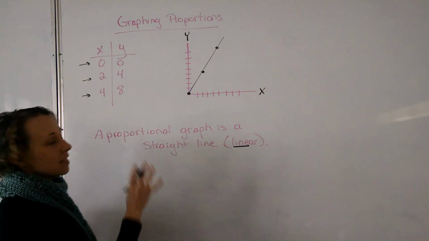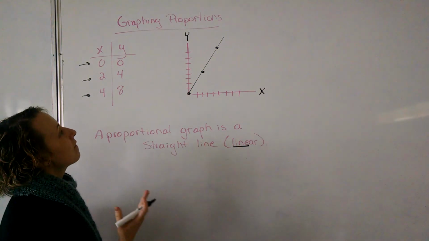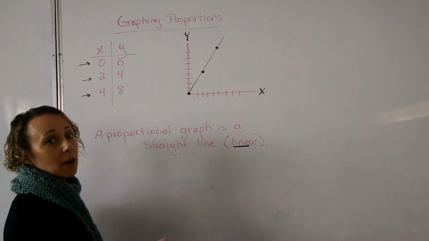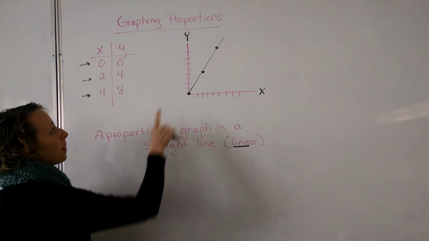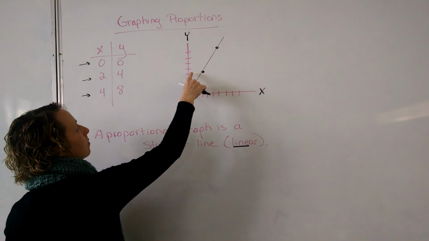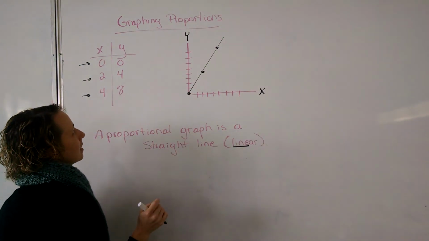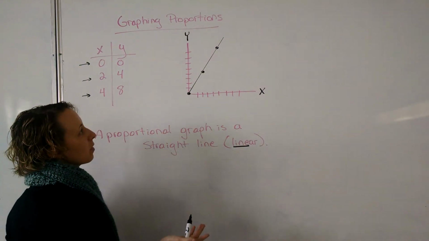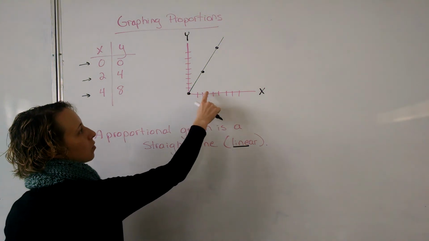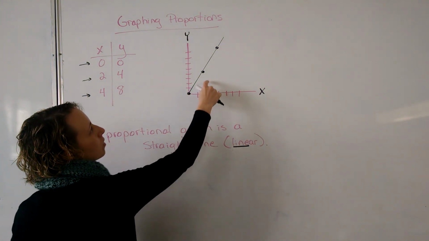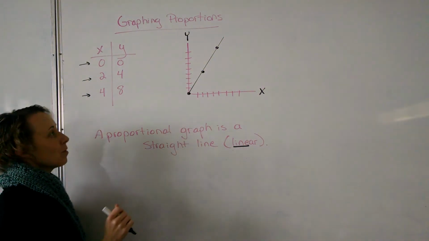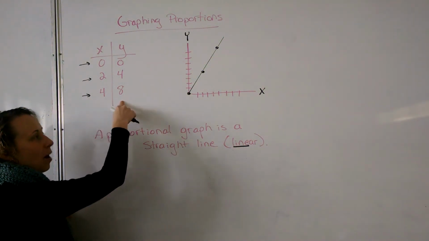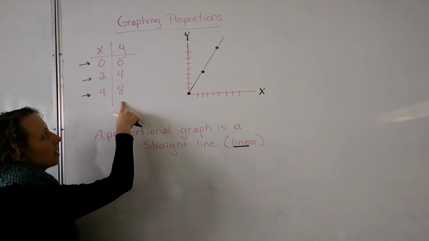We can use this graph to help us figure out other points that would be on it, or other proportions. So for example, at 2, we're at 4, and at 4, we're at 8. Can we figure out where we'd be at 3? Let's see. 1, 2, 3. Now let's move up to the line. 1, 2, 3, 4, 5, 6. At 3, I would have 6, or whatever my other quantity is.